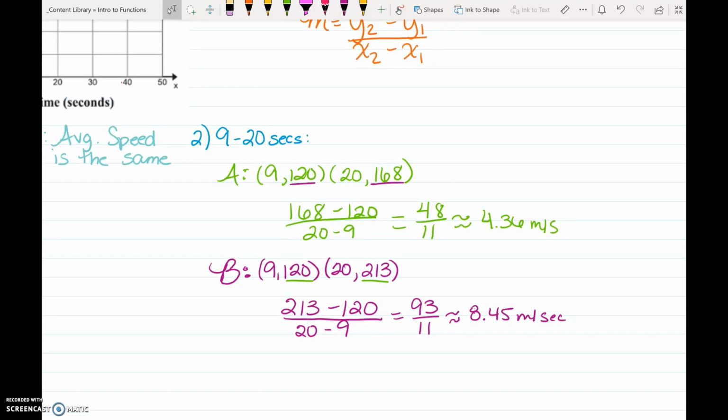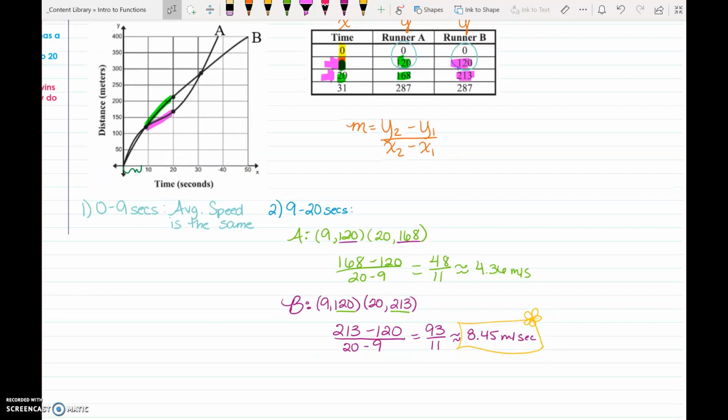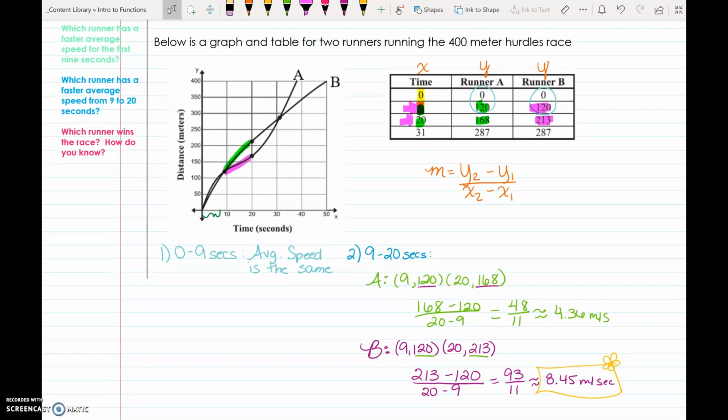So think about it. Speed. Do we want a lower number or a higher number? Well, we want to know who goes fast. So definitely runner B has the higher average speed. Hopefully that makes sense. So let's finish it up.